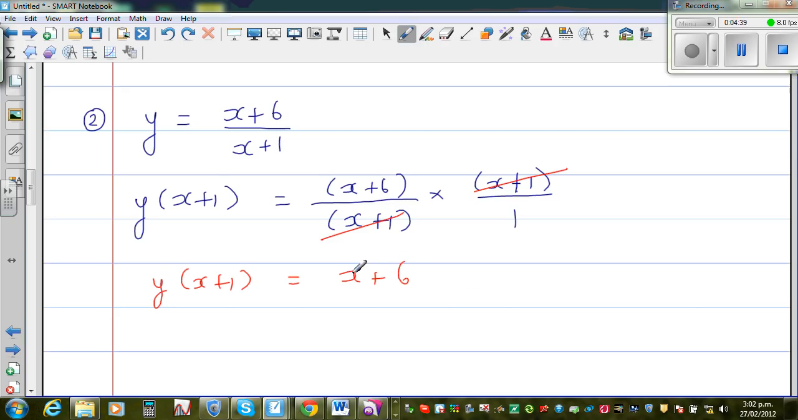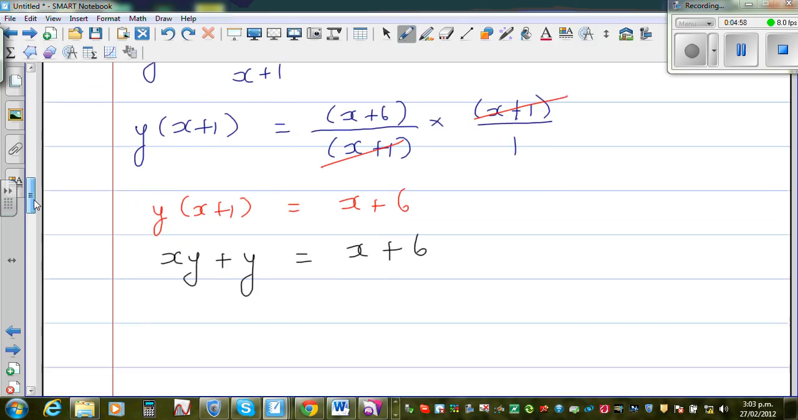You have an x here and you have an x here. So you want to isolate the x's together. So let me use a black color. So let me expand this. So y times x is xy plus y times 1 is y is equal to x plus 6. So I want to bring the x's together.